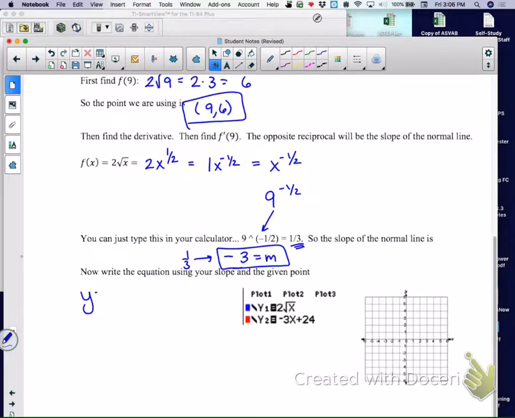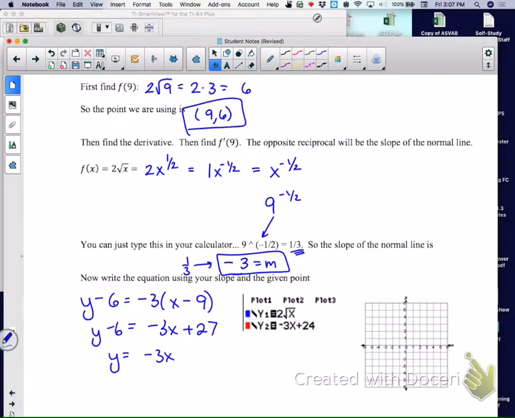So y minus y1 is equal to my slope, x minus my x1. So y minus 6 is equal to -3x plus 27. Y is equal to -3x. Uh-oh, something's wrong there. Oh, okay. So on my paper, I put 3 times 9 was 18. So that's going to be 27 plus 6, that's going to be 30.